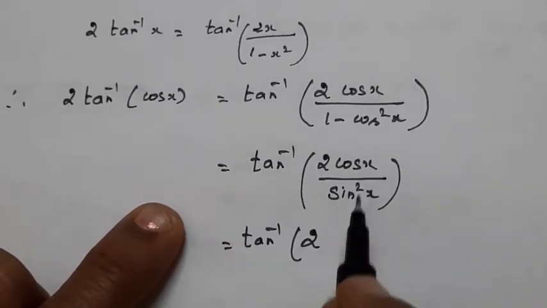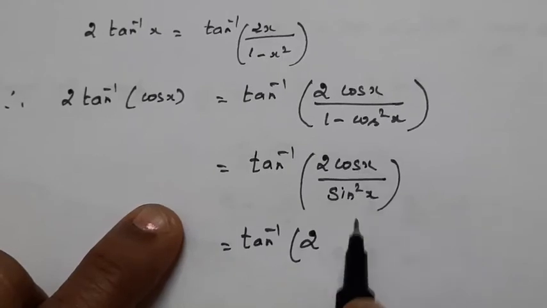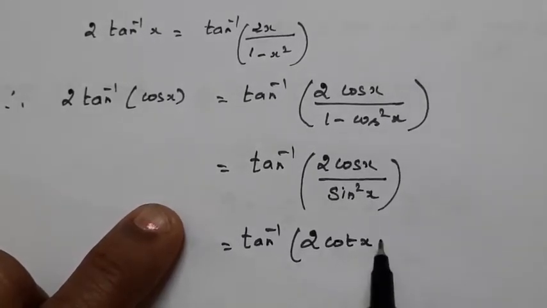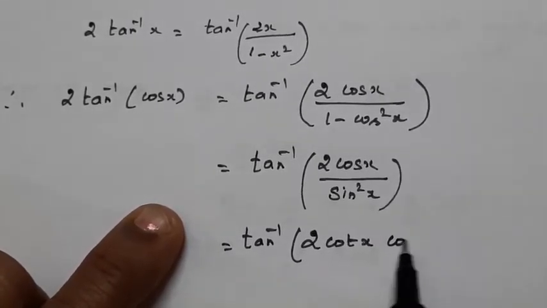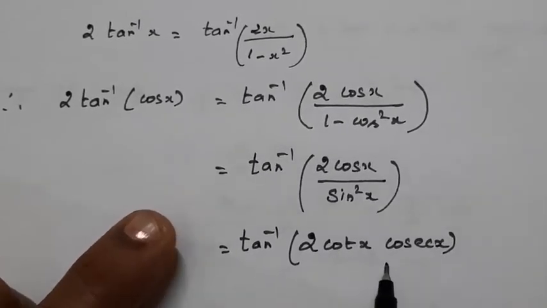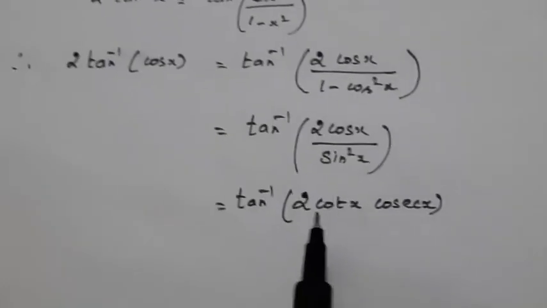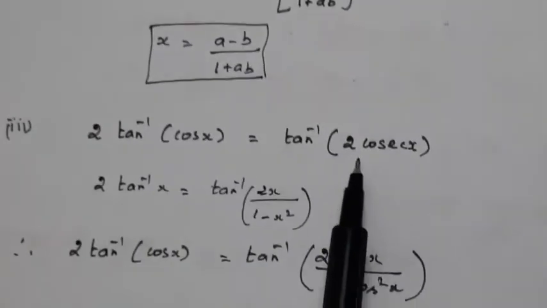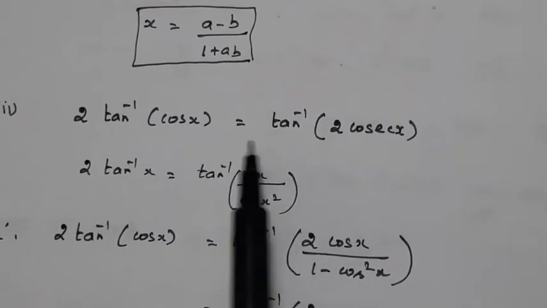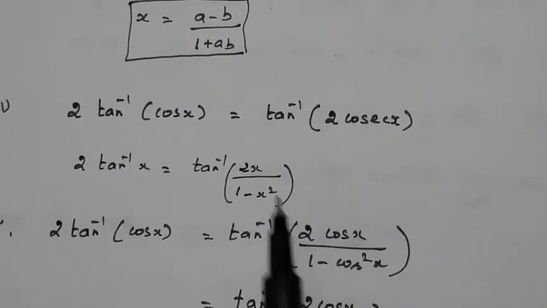1 cos by sin. If we split this as sin into sin, taking cos by sin as cot x and the remaining 1 by sin x as cosecant x, this can be rewritten as 2 cot x into cosecant x. Now this is given as equal to tan inverse of 2 cosecant x from the given equation.